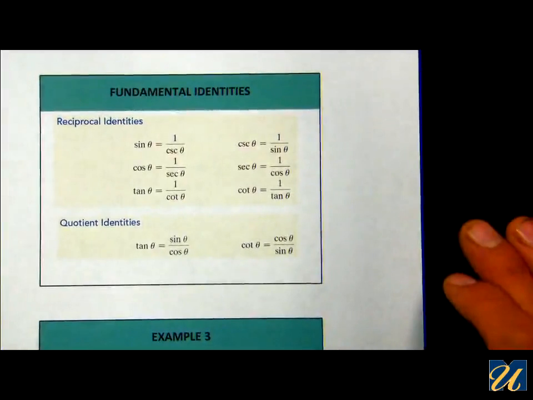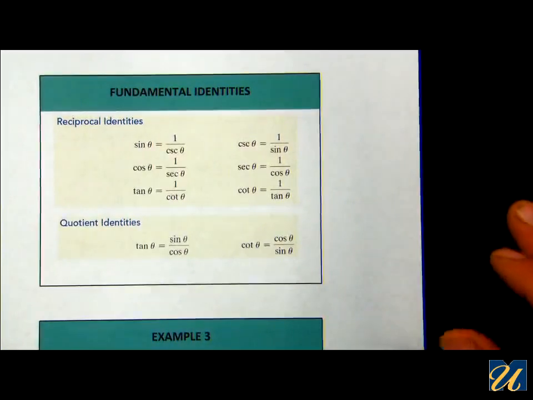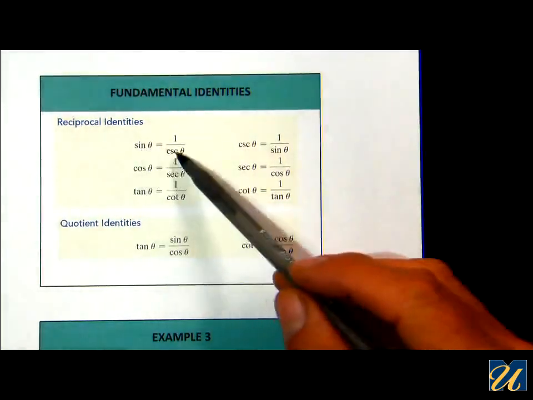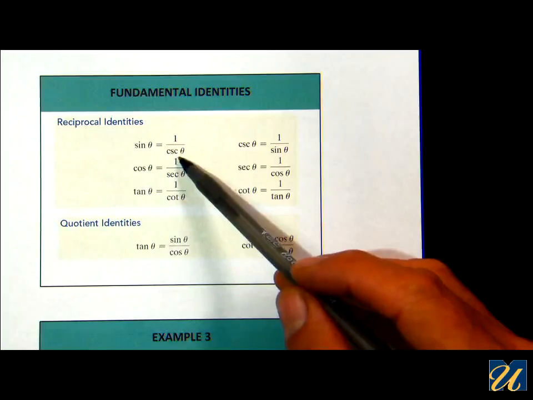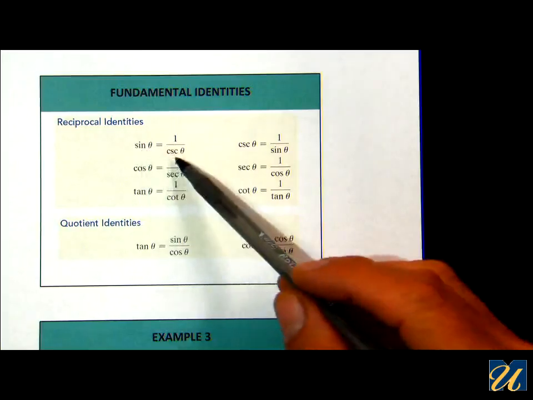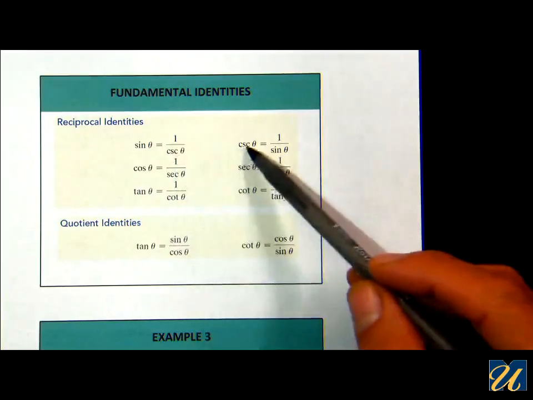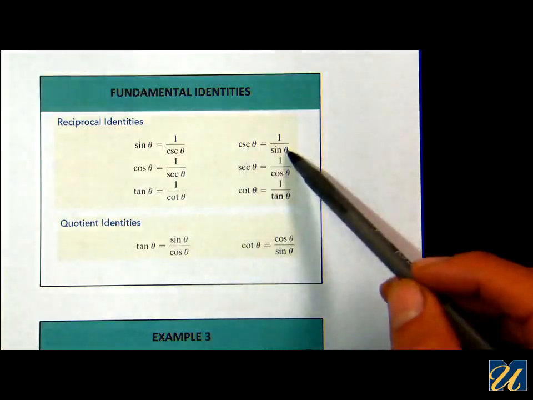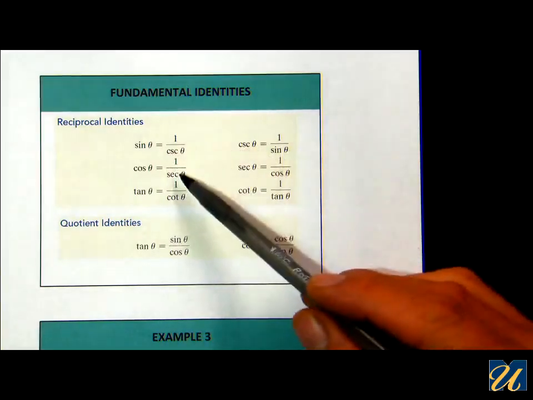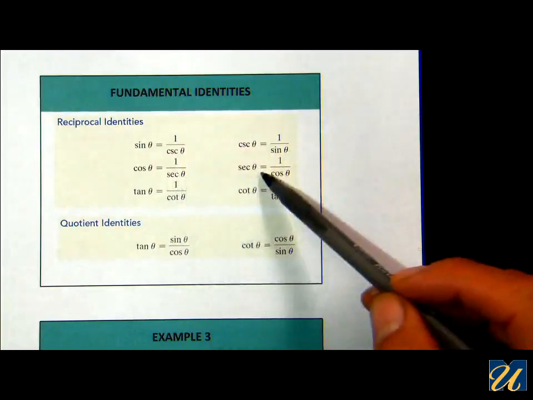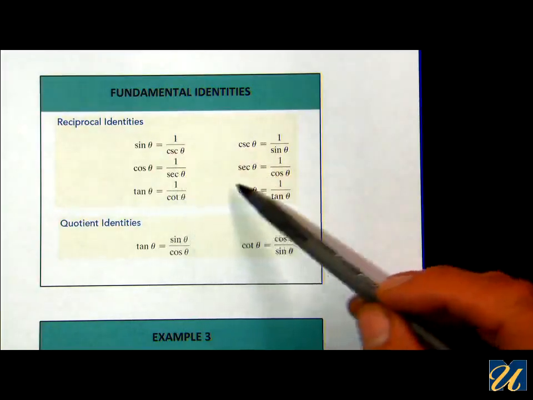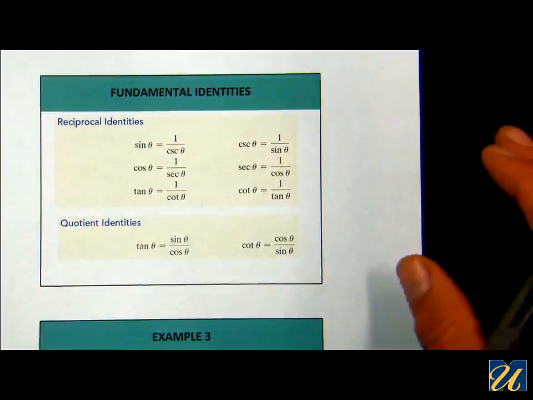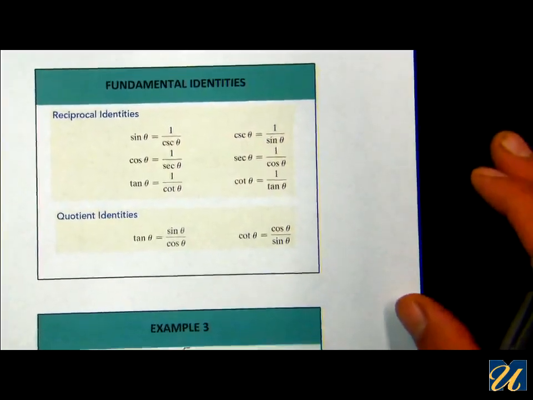Identities. As I noted, based on the right triangle definition, the sine and the cosecant are reciprocals. Now, if sine is a reciprocal of cosecant, then cosecant is a reciprocal of sine. It works both ways. The same is true for the cosine and the secant. They are reciprocals. And the tangent and the cotangent, they are reciprocals as well.